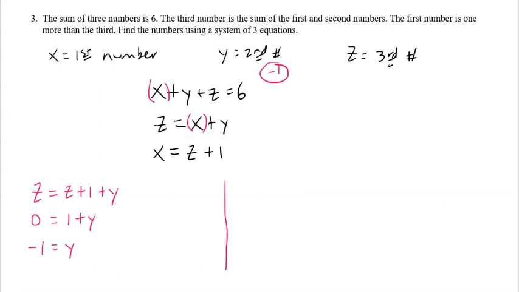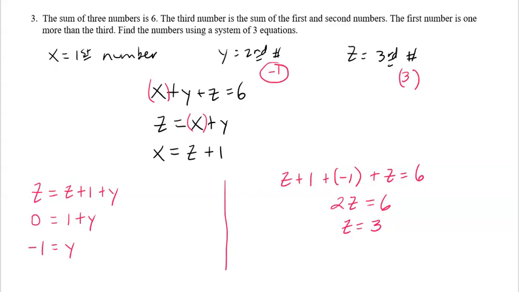So now I can go up here. Not only can I replace x with z plus 1, I can also replace y with -1, because now I know what y is. Okay, so 1 plus -1 is 0, so I get z plus z, that's 2z, which equals 6. So that means my third number is actually going to be 3.